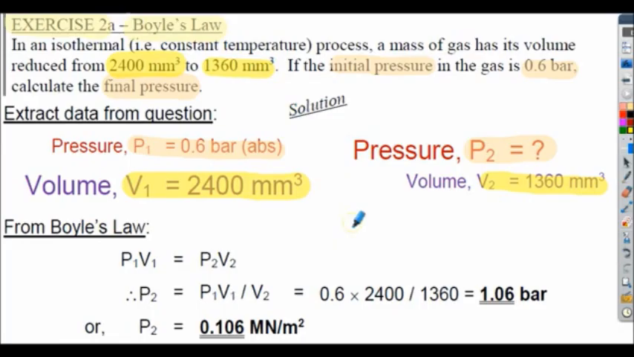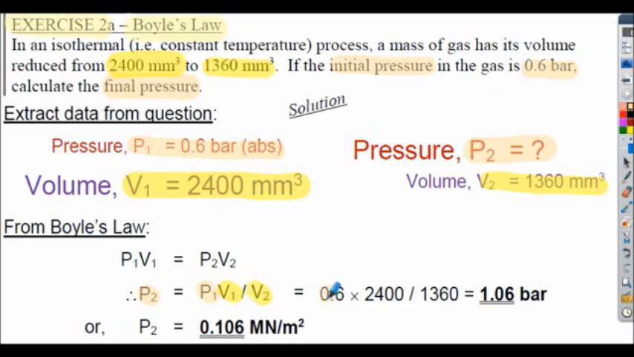within Boyle's law. As I stated at the beginning of the presentation, it's only the perfect gas law, or the ideal gas law, where we need to be very careful of the units we're using. So here I'm going to use the V values in millimeters cubed. So again, from Boyle's law, this time we transpose for P2, that's P1 V1 divided by V2.